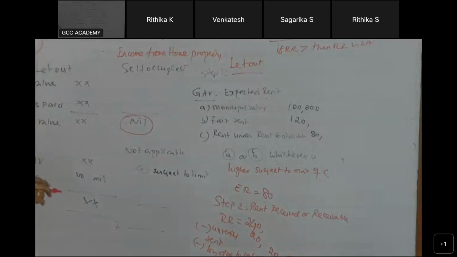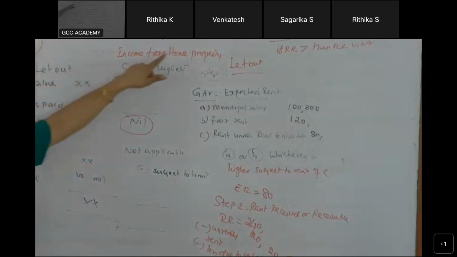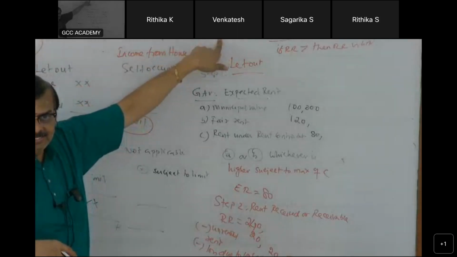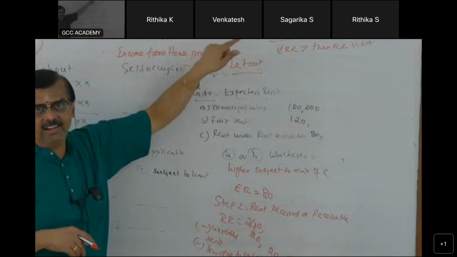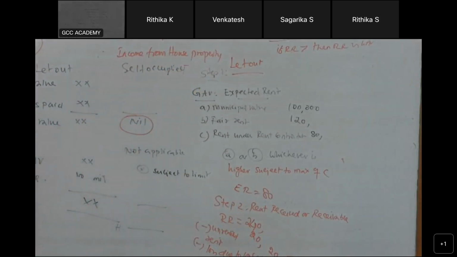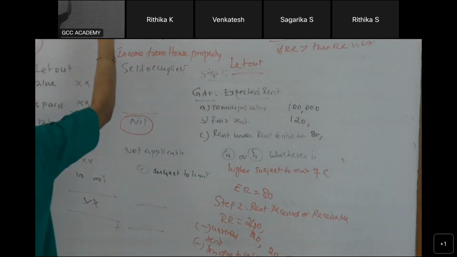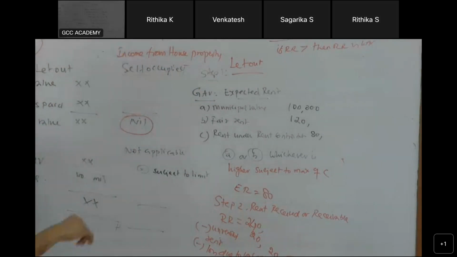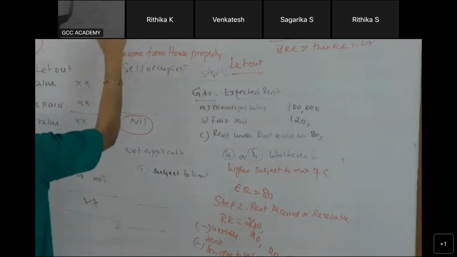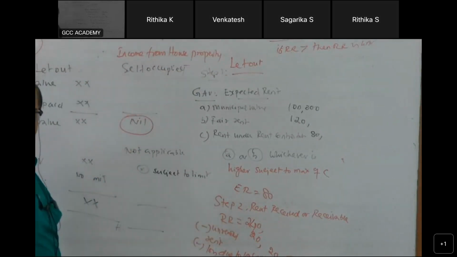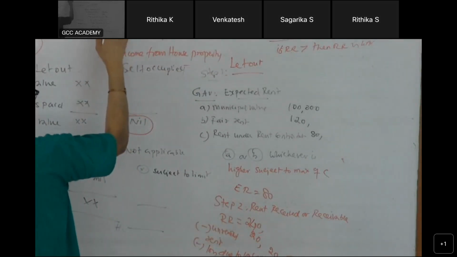RR is GAV. ஏன்னா first step என்ன சொன்னேன், if RR is less than ER. ER என்ன சொன்னேன்? 120. Carefully observe this example. ER is what? 120. RR is what? 110. Then what happens? RR is less than ER. அப்பா புரியுதா? ER என்ன 120. RR என்ன 110. After all adjustments. Vacancy என்ன?